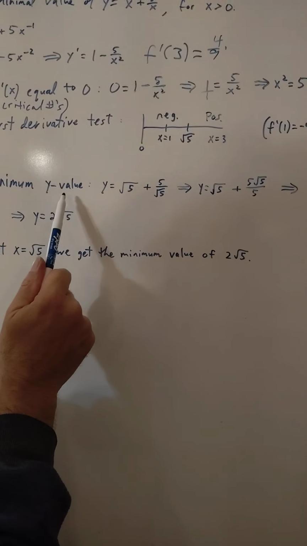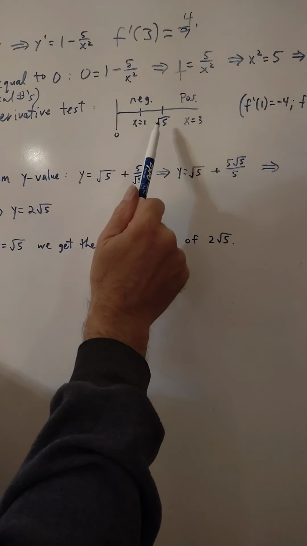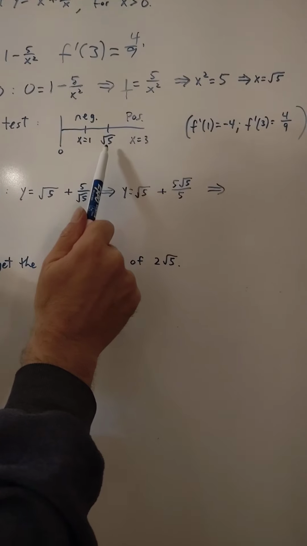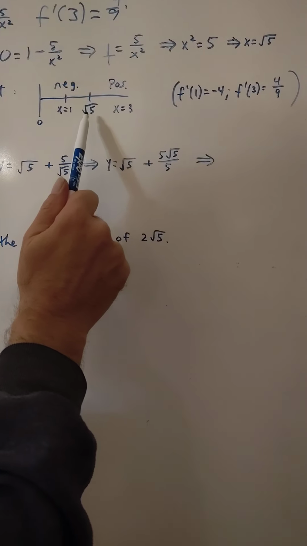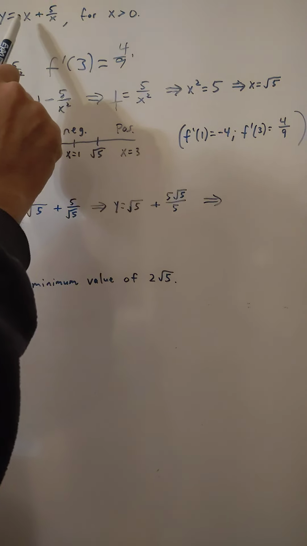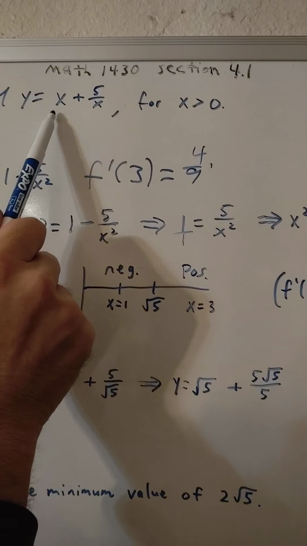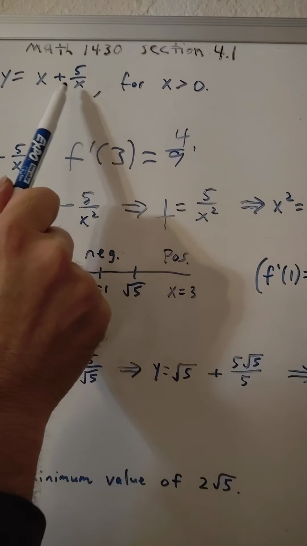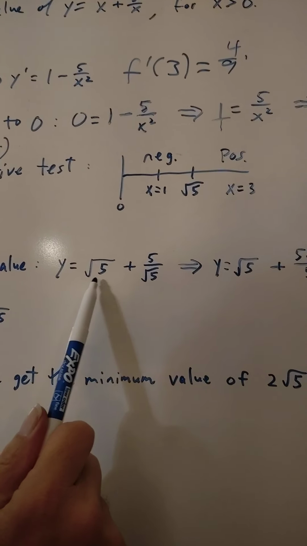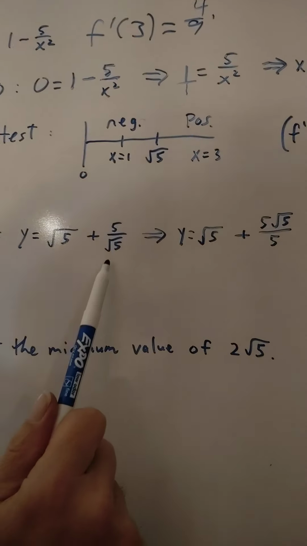Okay, so the minimum value, the minimum y value, let's find out what it is because we did find that critical number, square root of 5. So the minimum value occurs when x equals the square root of 5. So plug in the square root of 5 for all x's in the original function to find the y coordinate. So what is the square root of 5 plus 5 over the square root of 5? Well, that's what I did here. We get y equals the square root of 5 plus 5 over the square root of 5. And let's try to simplify this.